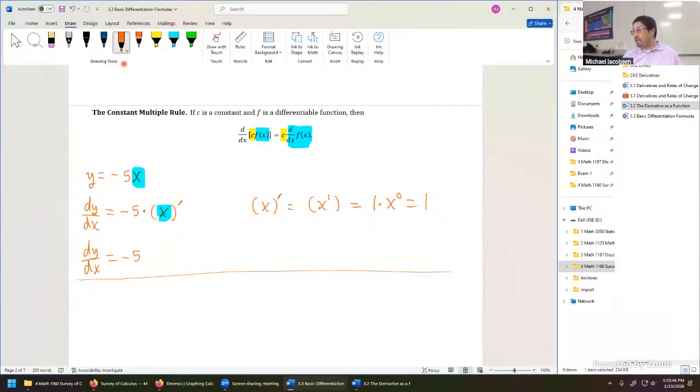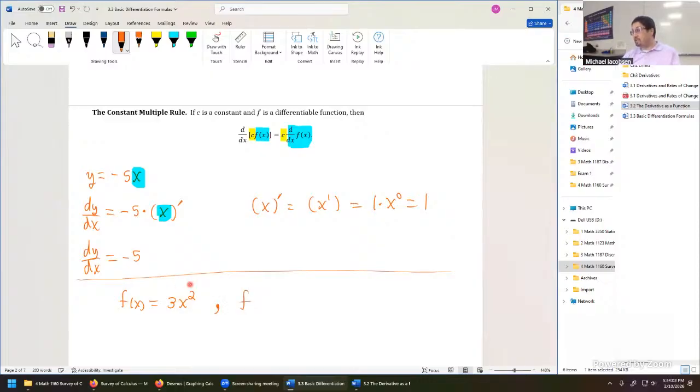A different version could look like this. Let's suppose the function is f of x, and it happens to be, say, 3x squared, kind of motivated by the last problem we solved in 3.1. The constant here is 3, multiplying the x squared.